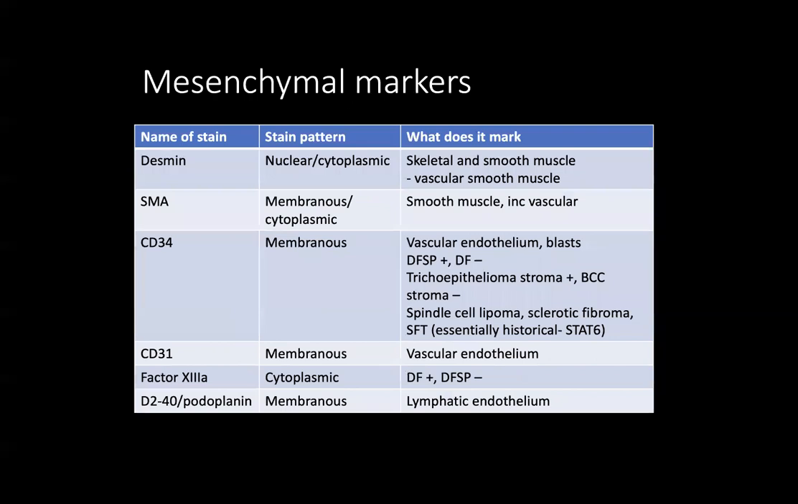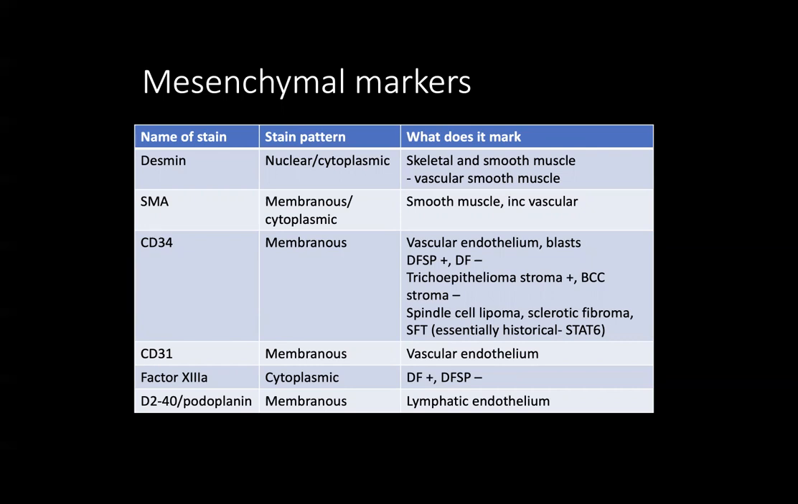And finally, mesenchymal markers. So desmin is a stain that marks nuclear and cytoplasmic, and it can be seen in skeletal and smooth muscle, including vascular smooth muscle. This will be important if you're worried about something like a leiomyoma or leiomyosarcoma. If you want to prove smooth muscle differentiation, desmin's a good screen. Sometimes it's negative and you'll want to do other muscle marker differentiations such as myogenin or MyoD to look for rhabdomyosarcomas and things of that nature.